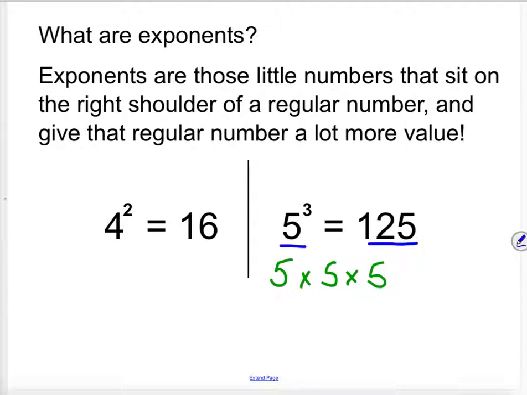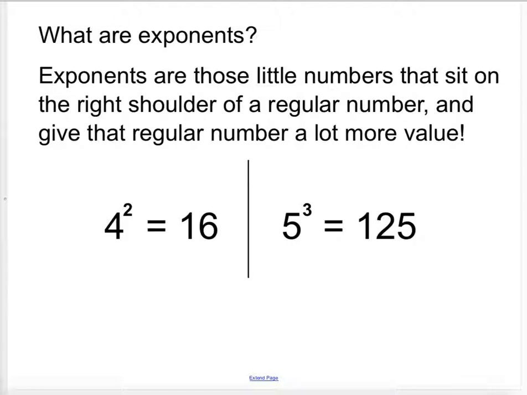And so in this case, writing an exponent saves you a little bit of time. It's more efficient. In other words, instead of writing a 1, a 2, and a 5, you're actually only going to write a 5 and a 3. Okay, so there's some efficiency in using exponents.